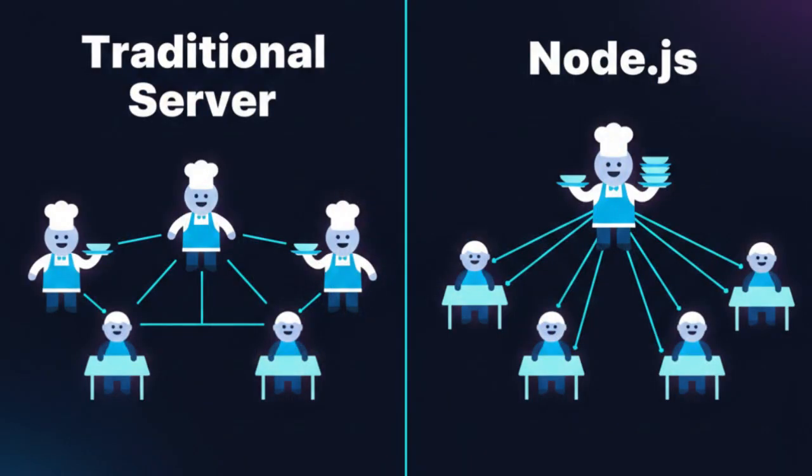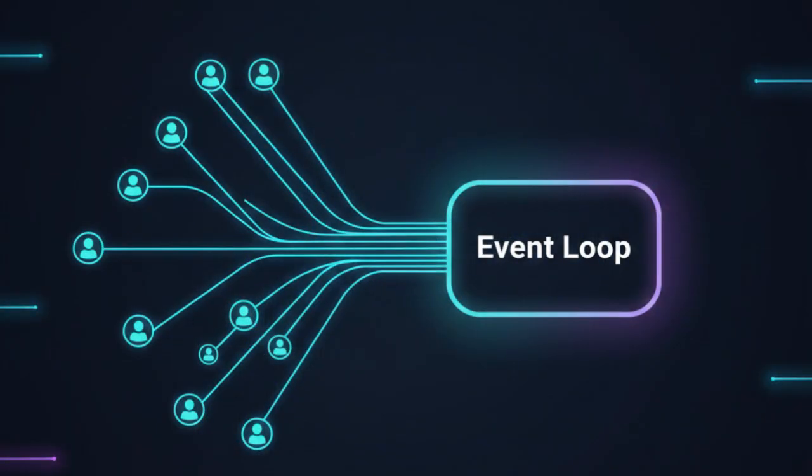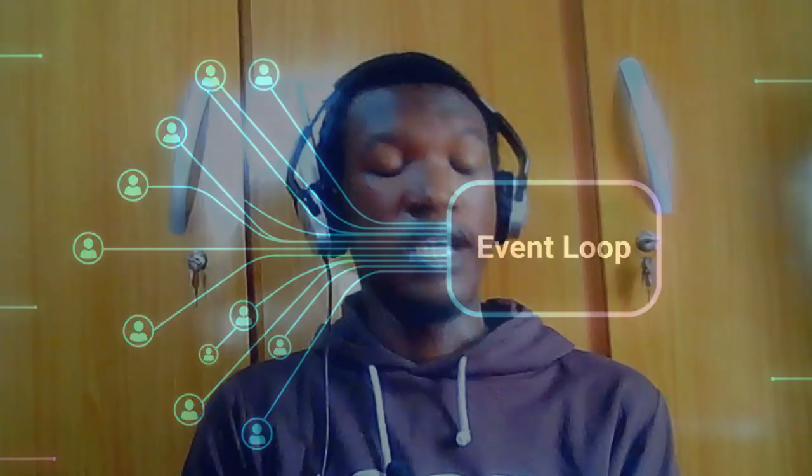Now, let's look at Node.js. Instead of giving every customer a chef, Node.js gives them a waiter. Here's what a waiter does. The waiter takes your order, sends it to the kitchen, moves on to the next customer, and when the food is ready, the waiter brings it back to you. So one waiter can serve 10 customers, 50 customers, even 100 customers. A single waiter can do that. That's how Node.js works. It uses just one thread to handle thousands of requests, and that's the secret behind its speed. So just one thread handles thousands of users and requests, as opposed to one thread, one request.